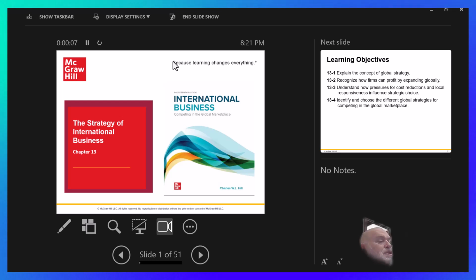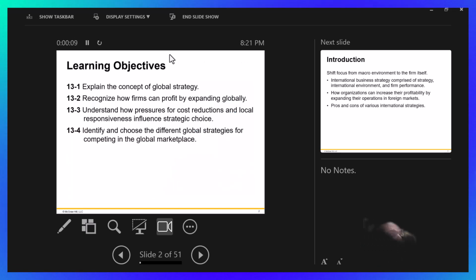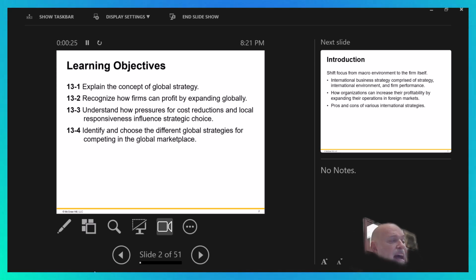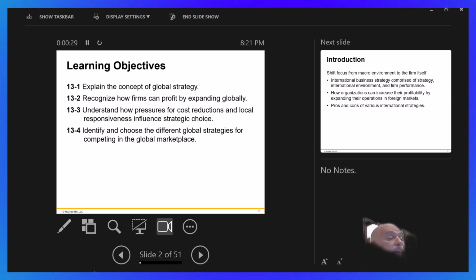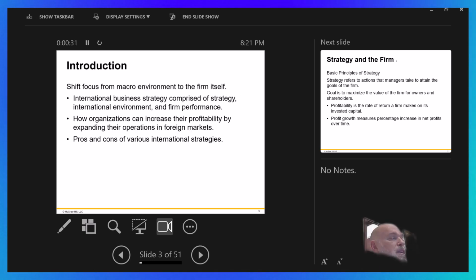Hello, this is Chapter 13, The Strategy of International Business. Our learning objectives today are: explain the concept of global strategy, recognize how firms can profit by expanding globally, understand how pressures for cost reductions and local responsiveness influence strategic choice, and lastly, identify and choose the different global strategies for competing in the global marketplace.